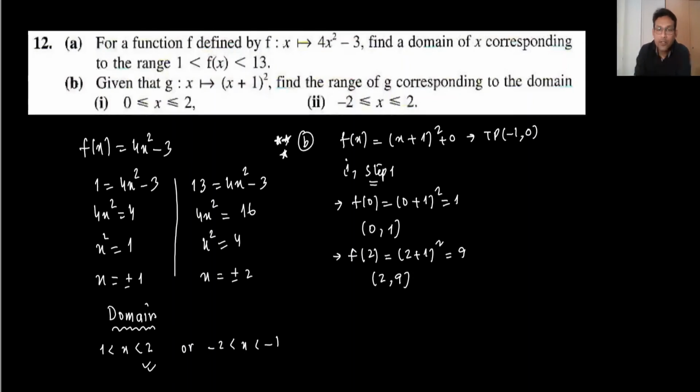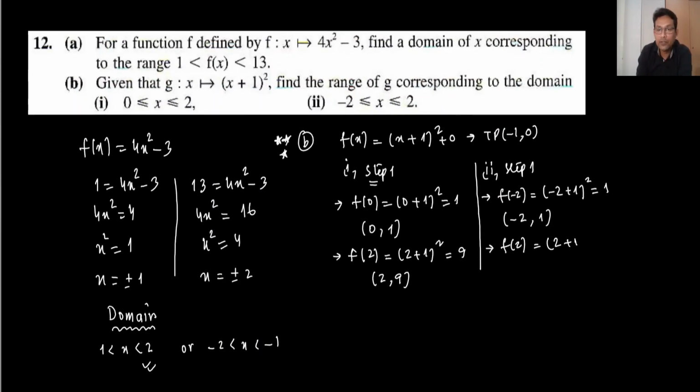Now step number 1 for the second part, I'm doing both the questions together. I have to put first minus 2. When I substitute minus 2 in the equation, minus 2 plus 1 whole square is equal to 1 square, which is 1. So the coordinates are minus 2 comma 1. In the second point, I have to put 2 here, and 2 plus 1 whole square is 9, and the coordinates are 2 comma 9. Okay, now the target: how to find the range.